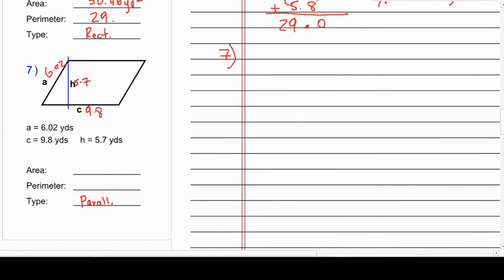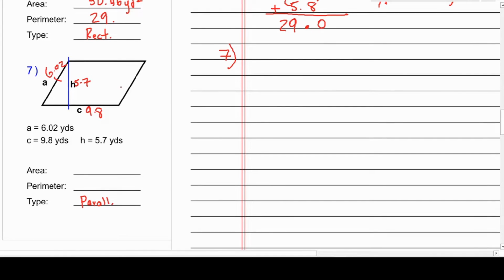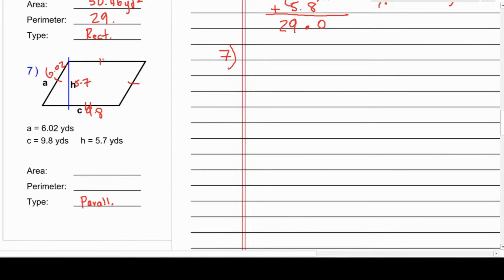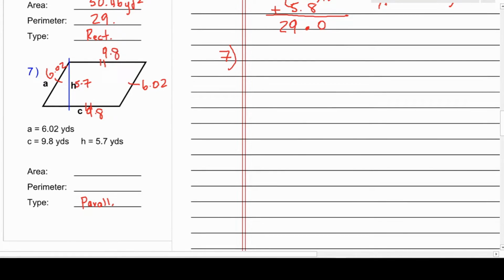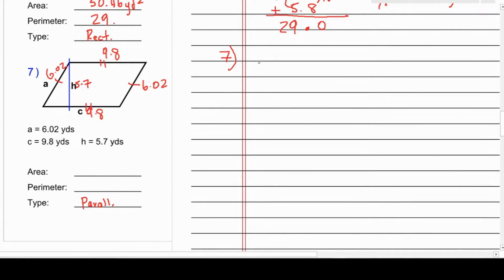Now, just like what we did with the rectangle, we have to realize that in a parallelogram, this side and this side are equivalent. So if this one's 6.02, this one's also 6.02. And if this one's 9.8, this one's also 9.8. So now to find the perimeter, we're just going to add up all of its sides.